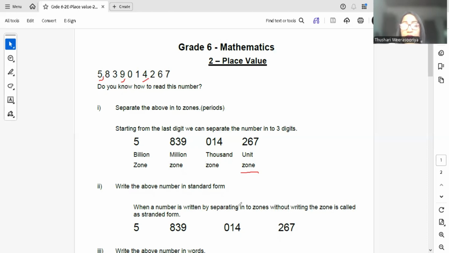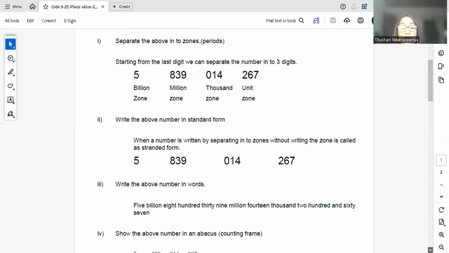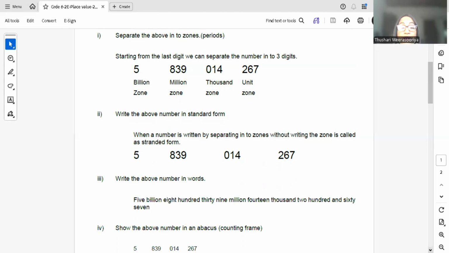Sometimes some teachers and some books put a comma. That is also correct. Keep a space and comma. Actually, the comma is not needed. Once you separate with a space, that's it. That's how you separate into zones. This is called standard form. This is how you write a number in standard form. Next one. Write the above number in words.